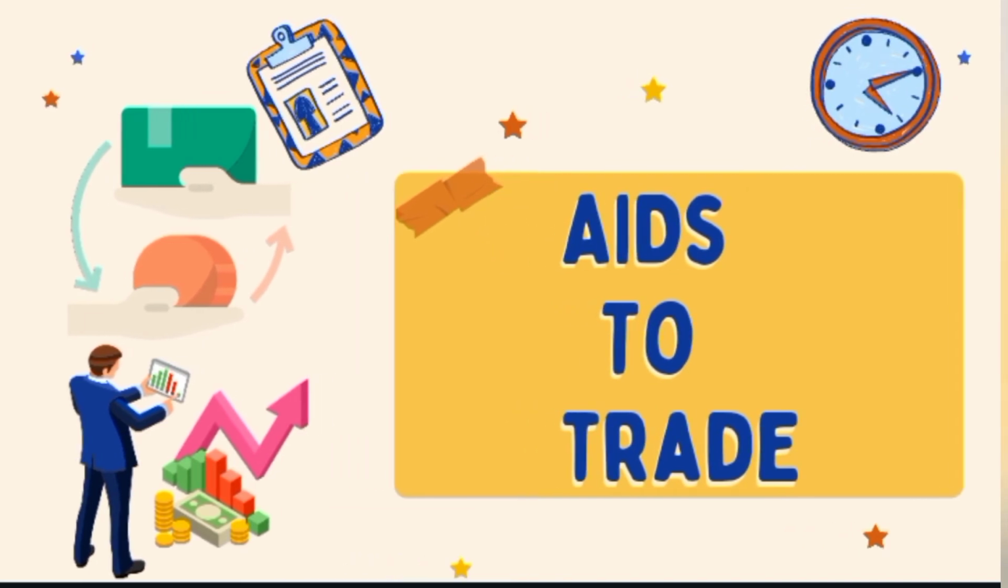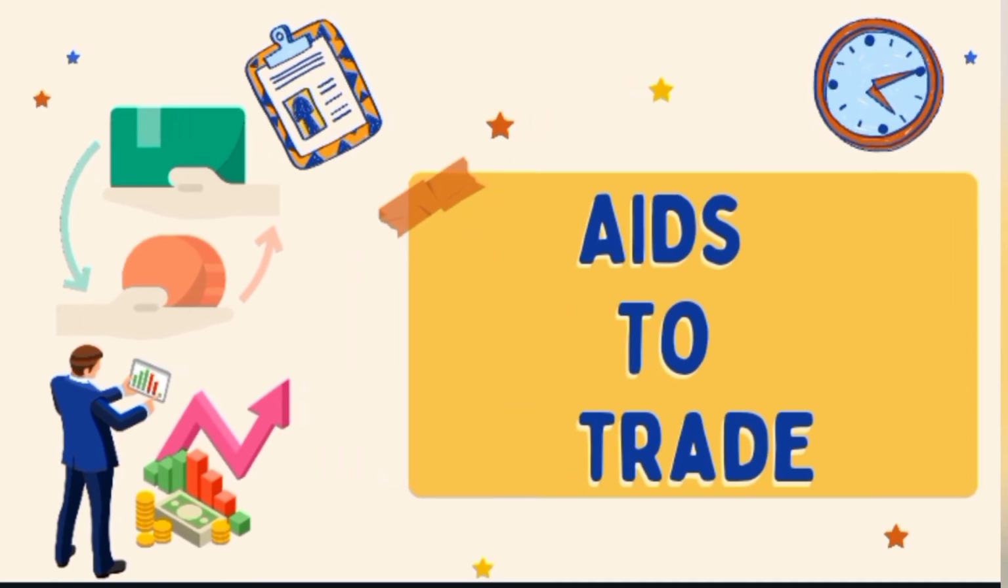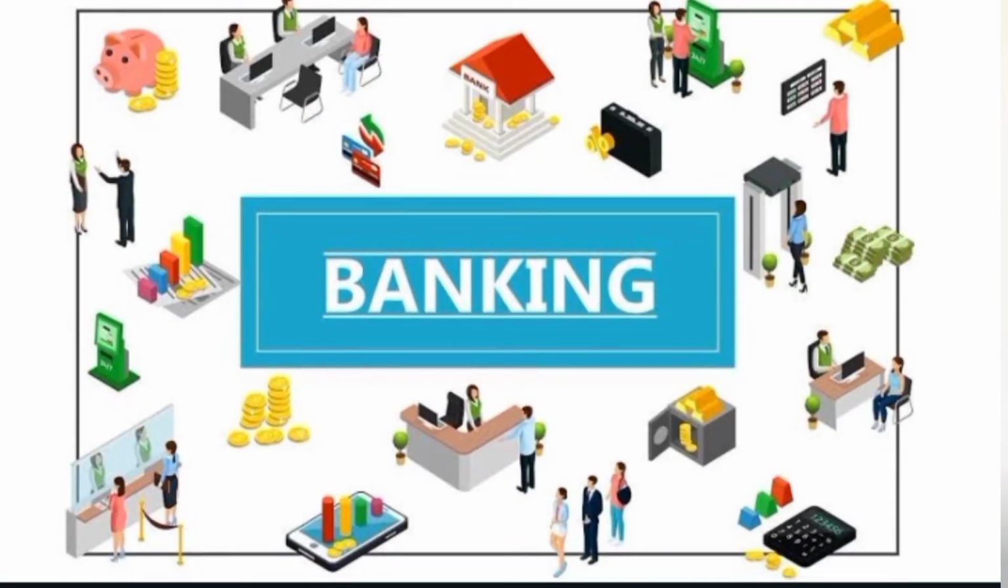So let's look at the aids to trade. When we talk about aids to trade, we are referring to those services that facilitate the buying and selling of goods and services. I mean those services that make buying and selling easy for businessmen and women. In GSS1, you were taught about the aids to trade, so I'm just going to take it very fast. We have here banking. Bank services provide finance for businessmen and women. They raise capital to enable businessmen and women carry on their businesses.